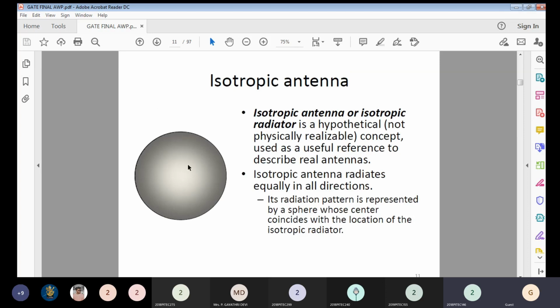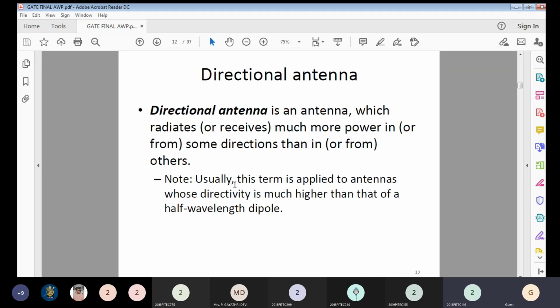Isotropic, as I told you already, is a hypothetical reference antenna. It is taken as the reference for antennas. The directional antenna, also as I told you, is an antenna which radiates much more power in some directions than in other directions.